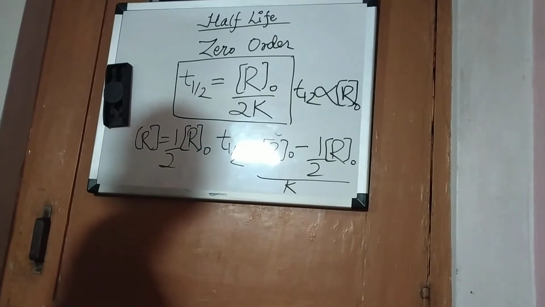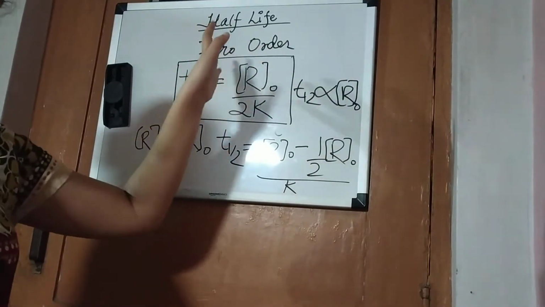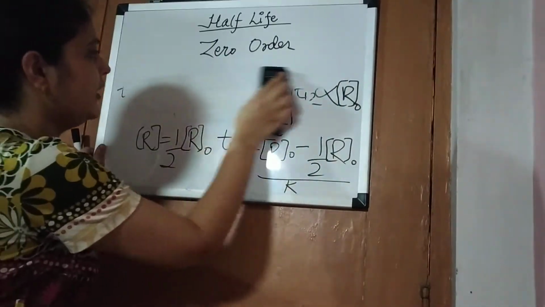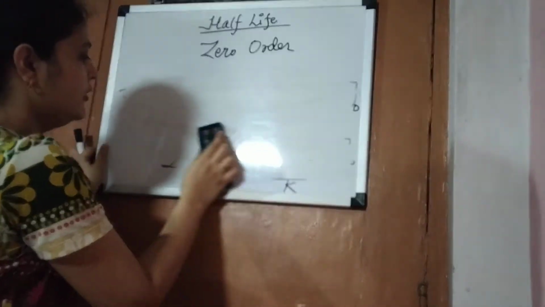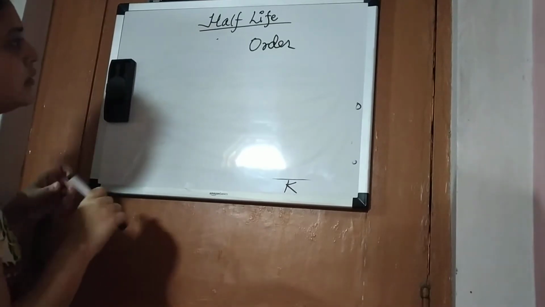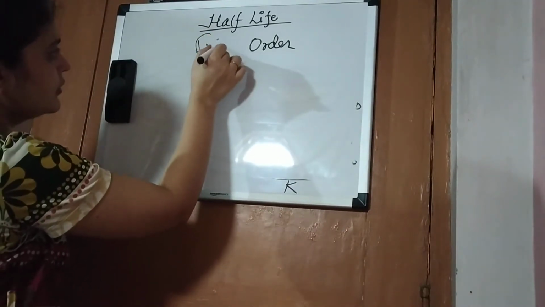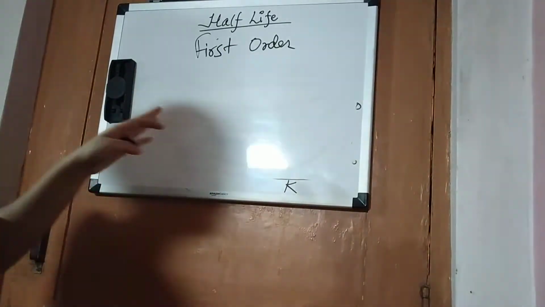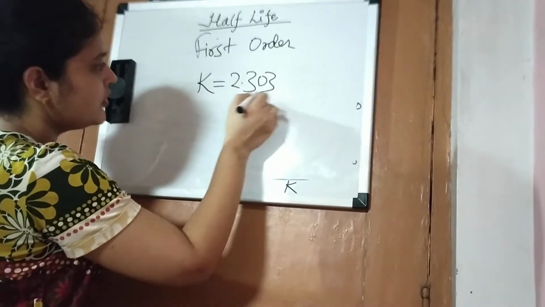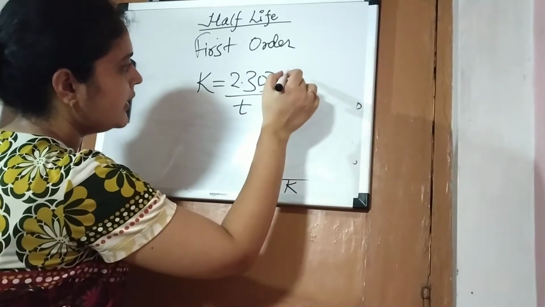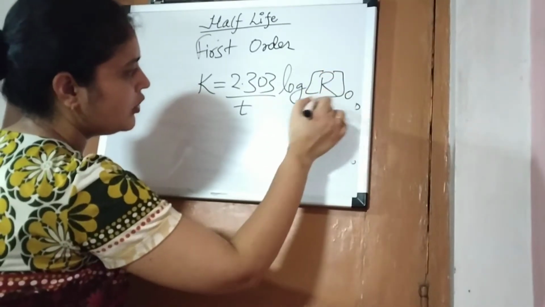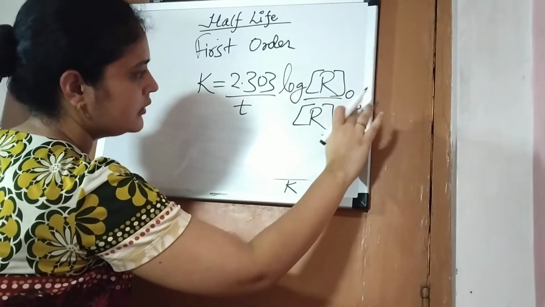Now we will find the half-life of first order reaction. So let us see how to find out half-life of first order reaction. So for first order reaction, what is K? K is equal to 2.303 upon T, and here log R naught upon R, right?